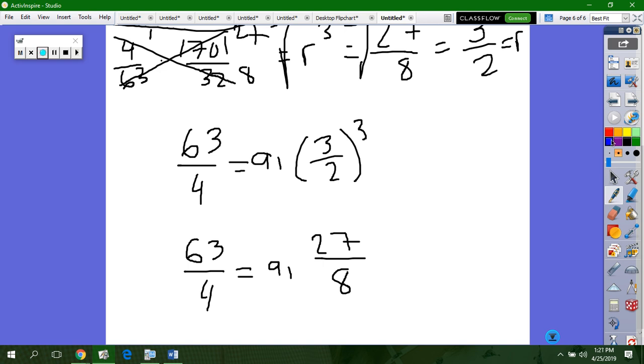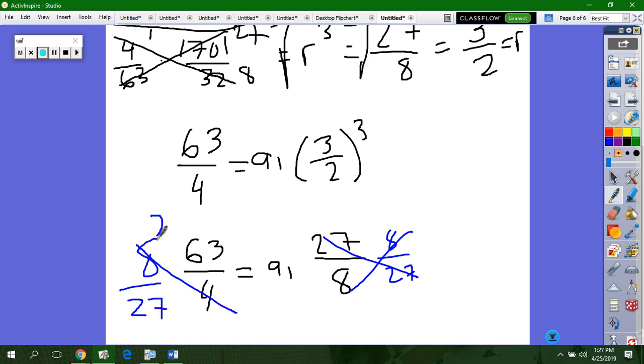What do we do, guys? We're going to times by 8 over 27, right? So we can get rid of those. Now watch what happens here. 8 divided by 4 is 2, right? What does 63 and 27 both share? What do you think, D-Clan? They share 9s. So this is 7. This right here is 3.